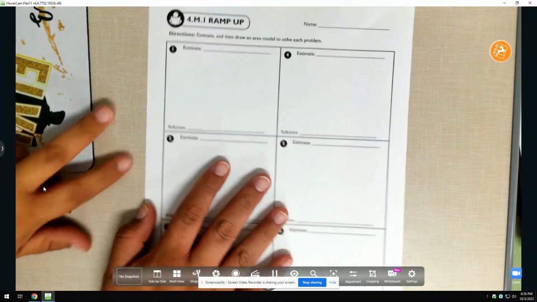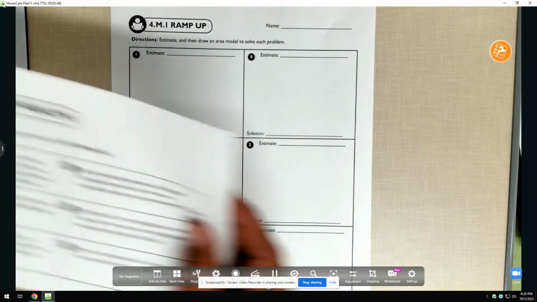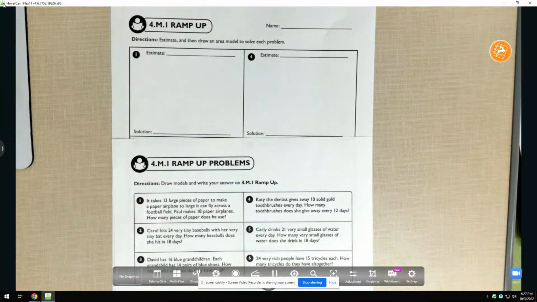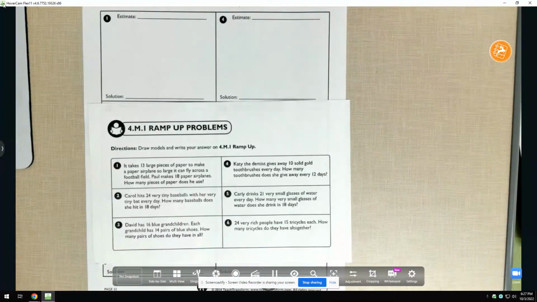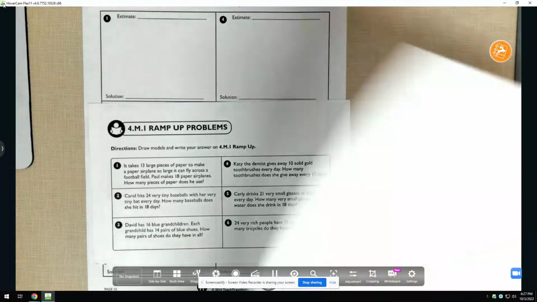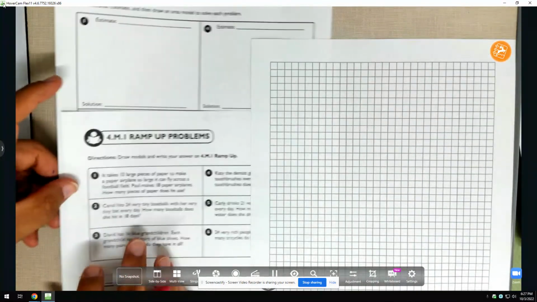All right, so we have our recording sheet right here. We have our word problems on a separate sheet. And then we also have our grid paper. So these are the three things that you will need for today's assignments.